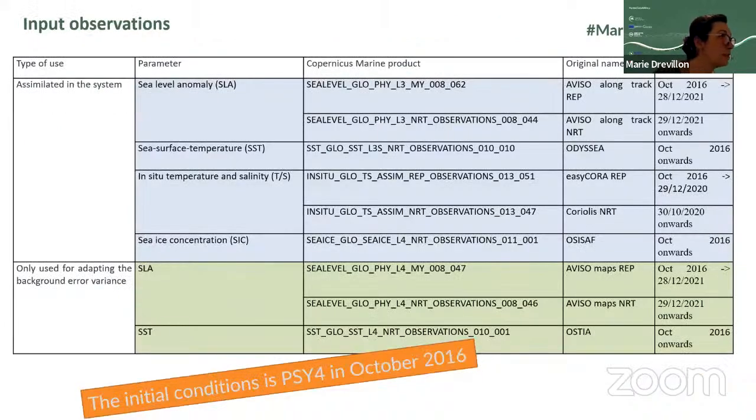So this is the list of observations that we assimilate in the system. Those highlighted in light gray are assimilated in the system, with the dates indicated here. Something important to know is that the initial conditions of what you have online are October 2016, so not everything is online, only the recent years. But the initial conditions were a few years earlier. The data that we assimilate are all available on the Copernicus Marine portal. Some other data are used to better tune the data assimilation system.